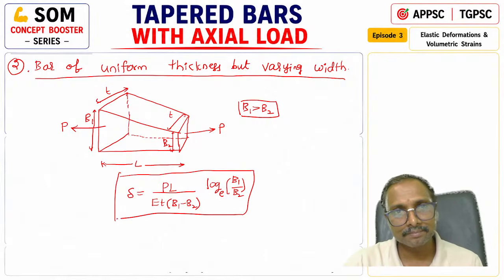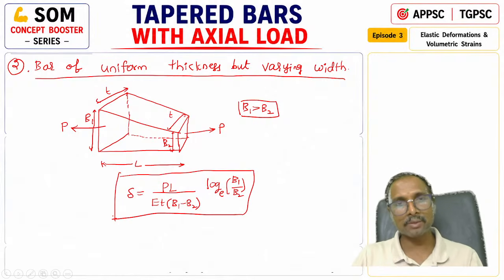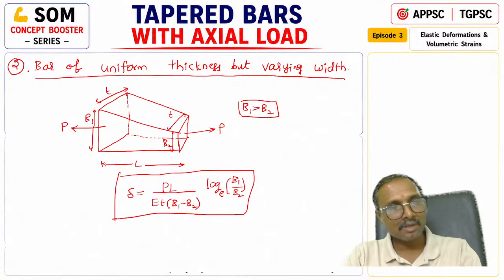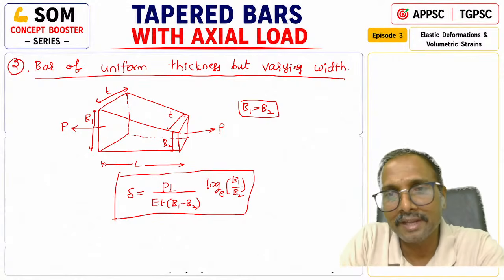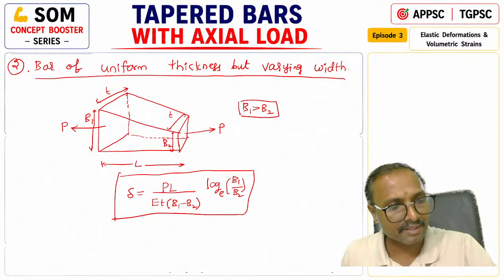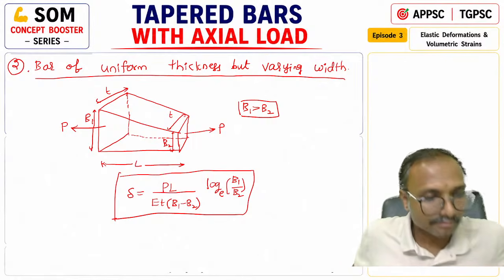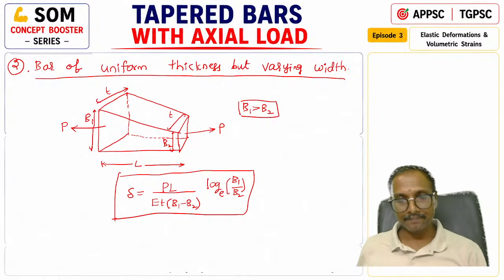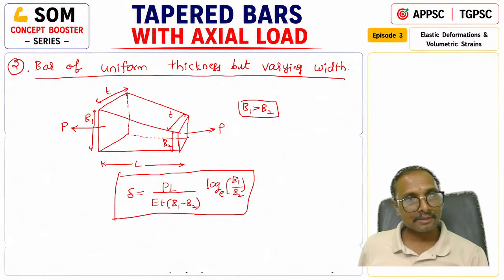Is that clear? Is this clear now? A bar of uniform thickness but with varying width, right. The width is varying but the thickness will be the same everywhere, right. Is that clear all of you? Is this clear everyone? Clear all of you?